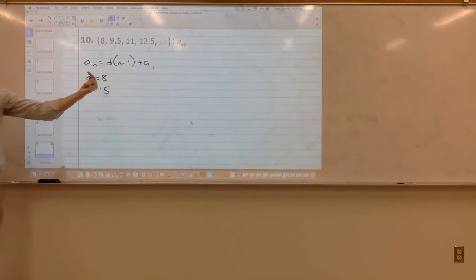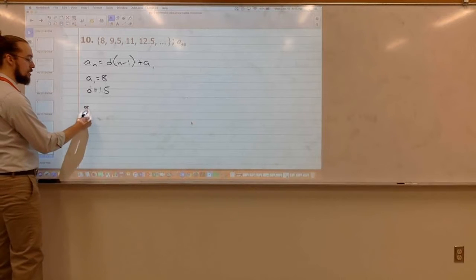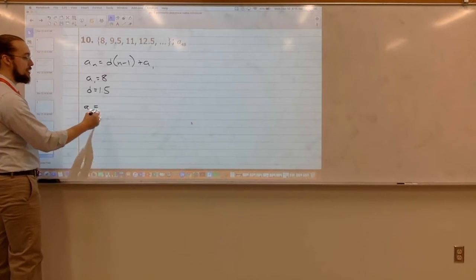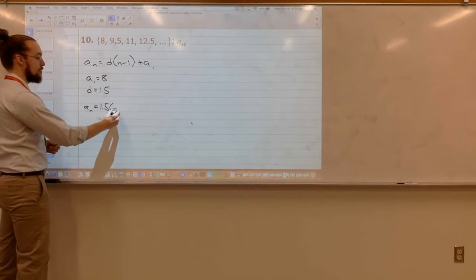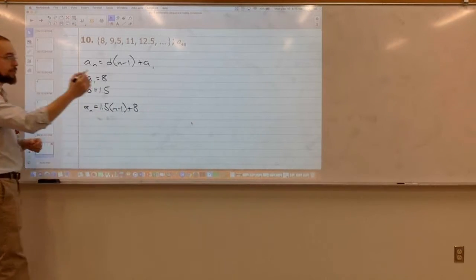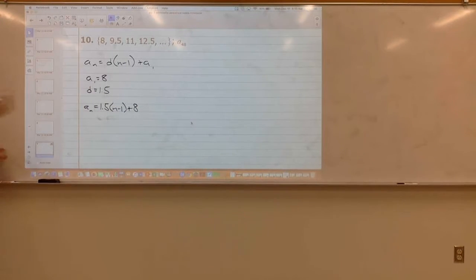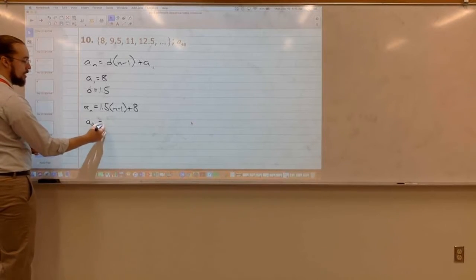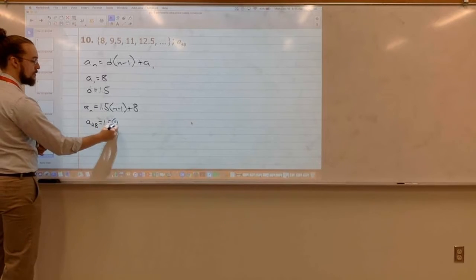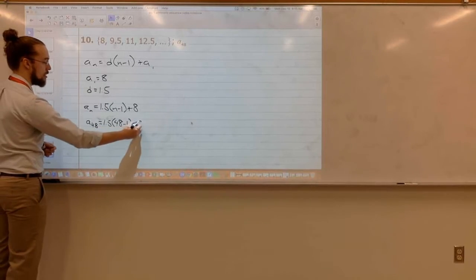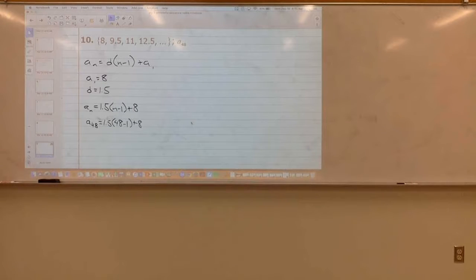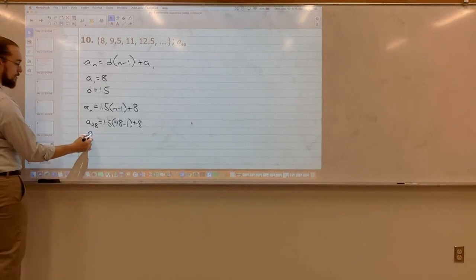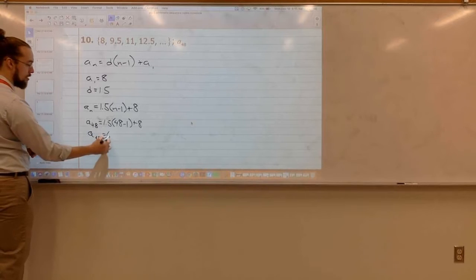If I'm going up by 1.5, it'll be positive. So if I plug those two numbers in, my rule will be a sub n equals 1.5 times n minus 1 plus 8. And then if I want the 48th term, I can say a sub 48 equals 1.5 times 48 minus 1 plus 8. 62.5. Oh, so really, you don't even have to solve this unless you have another plug in.